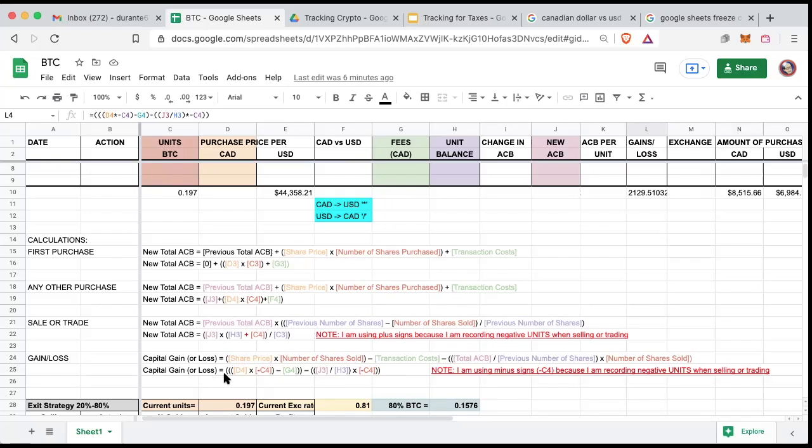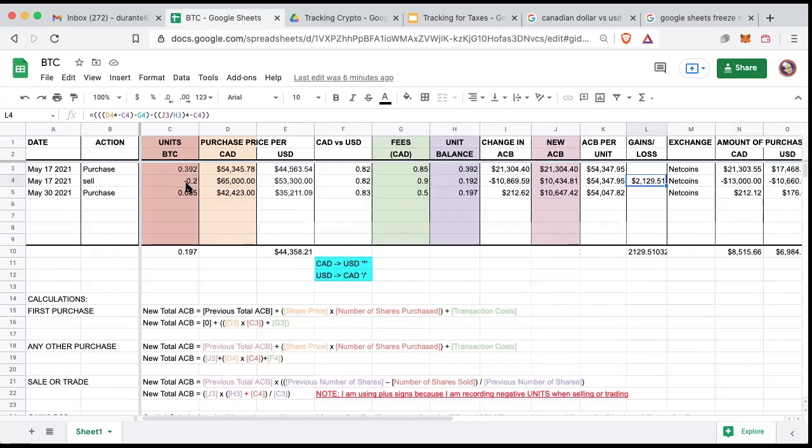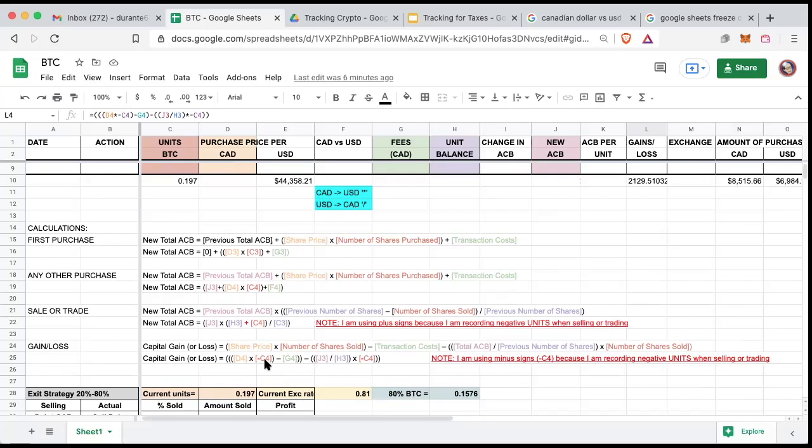Summarized here, which equals, so it's got triple brackets, D4 times a negative C4 minus G4, the double brackets, minus, and then another group of calculations, double brackets, J3 divided by H3, multiplied by a negative C4, and close the brackets. And my note says I'm using minus signs, the negative C4, because I'm recording negative units when selling or trading. And it just goes back the same reason I'm putting negative here so that my column adds up correctly, whereas in the slides, they would not have had a negative in front of these calculations.